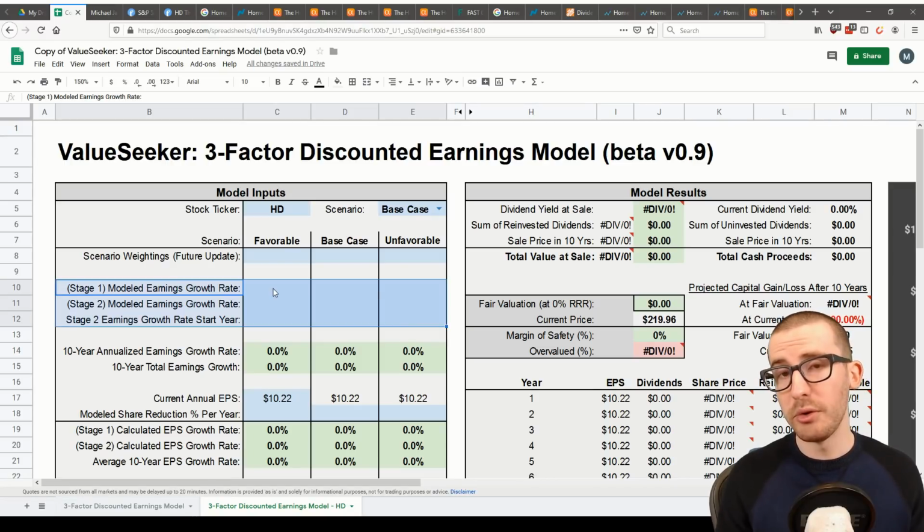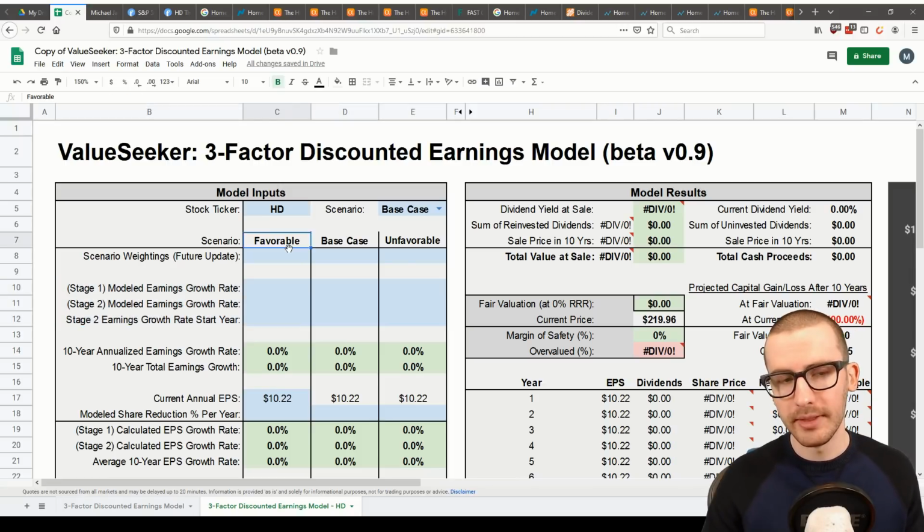Unlike past data where you know exactly what the earnings are, earnings growth rates are simply predictions about the future, so there's no exact science in determining exactly what these values should be. That's why this model allows you to plug in 3 different scenarios, so you can test out the valuation of the stock under 3 different sets of earnings growth rates.